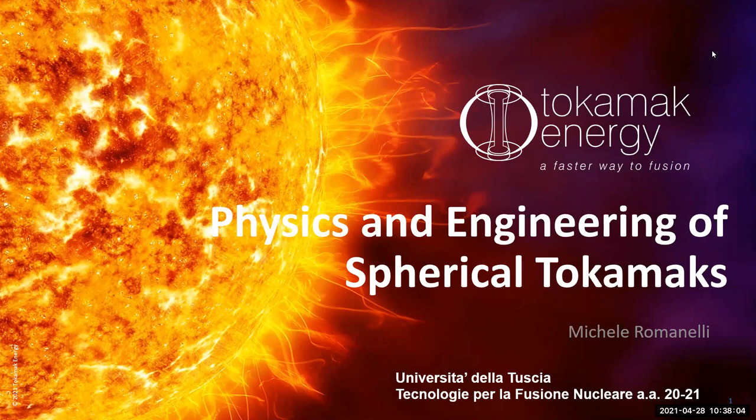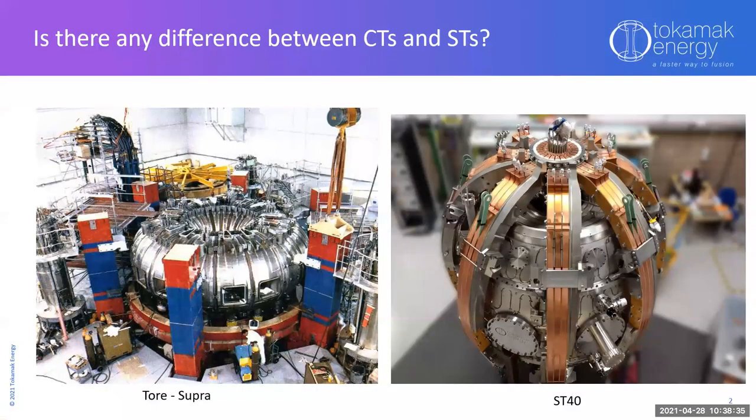In this first lecture, I will go through, as the title says, the physics and engineering of the spherical tokamak. Obviously, this is a huge topic, and what I will do is just touch upon certain interesting features. I will not go deeply into details on everything, because otherwise that would take basically one lecture for each subject. But let me start with the main question, which is, what are the differences? It's a rhetorical question. Is there any difference between conventional tokamaks and spherical tokamaks? So let's see what the differences are.